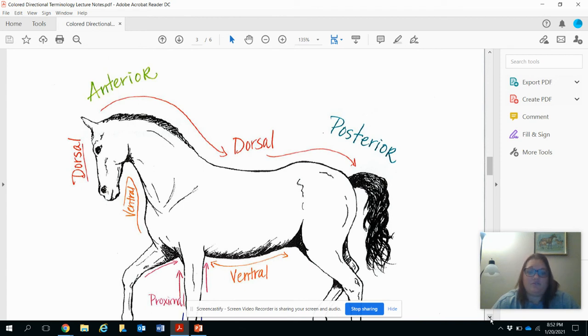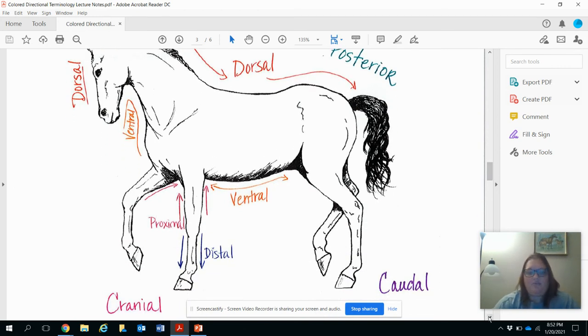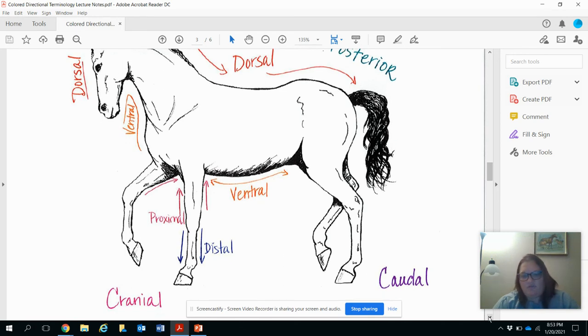So you have anterior towards the head of the animal, posterior towards the tail end. You can see dorsal runs the top of the head of the animal all along the back, and then the ventral, we have that under the chin, the chest, and the belly area. Proximal, I tried to show that that was closer to the core of the body, where distal is more towards the hoof or further away from the animal. And then we have cranial and caudal down below, meaning towards the head, the cranium, and towards the tail, cauda.